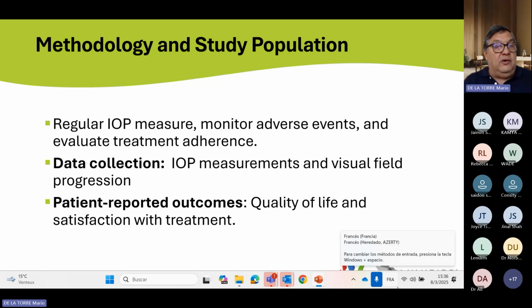In other words, with laser, the treatment is not in the hand of the patient, it's in the hand of the doctor, and that's just better. The data collection was the IOP measure, visual field, and reported outcomes. The most important link was with the quality of life and satisfaction with the treatment.